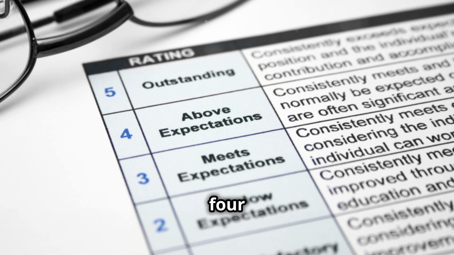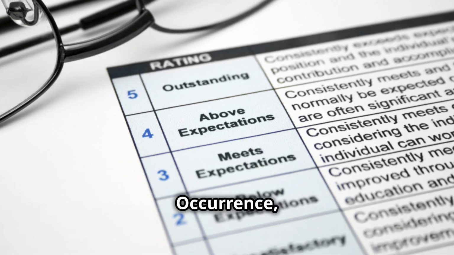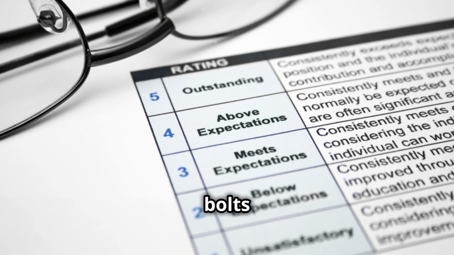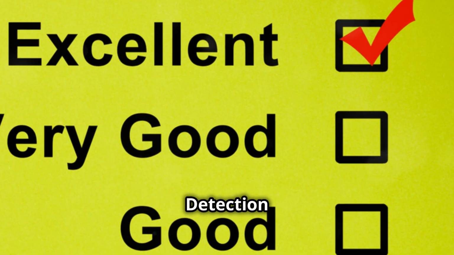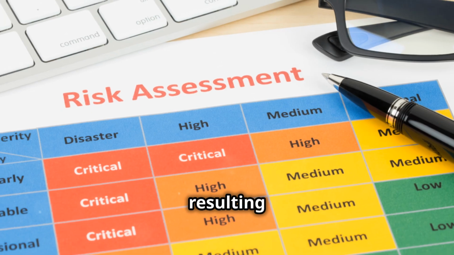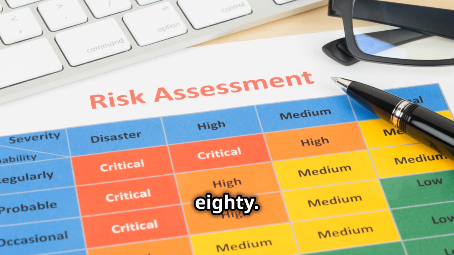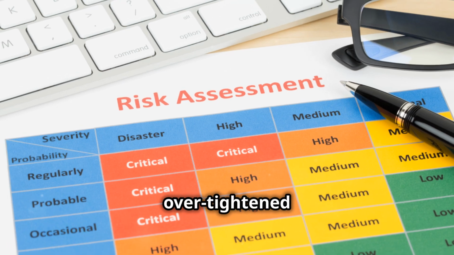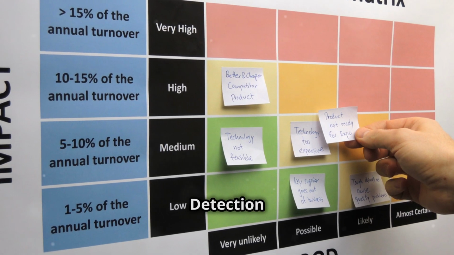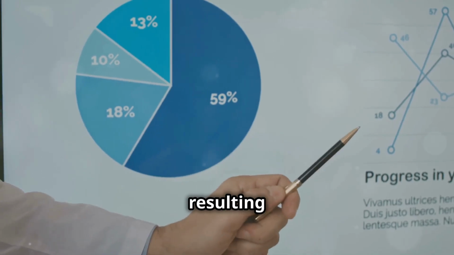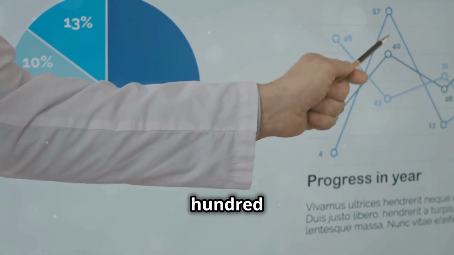Step 4. Severity, occurrence, detection ratings. For loose bolts, severity is 9, occurrence is 4, and detection is 5, resulting in an RPN of 180. For over-tightened bolts, severity is 6, occurrence is 6, and detection is 3, resulting in an RPN of 108.